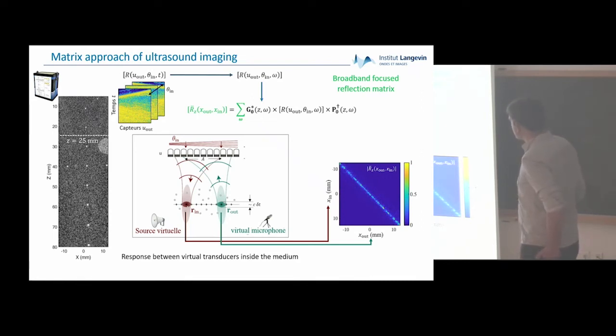And if I want to build an image of the medium, I just consider the diagonal. The diagonal is you focus at one point and you collect the ultrasonic wave coming from this same point, and this is the confocal image. This is the typical signal that we measure when we focus at input and output in B mode or in plane wave imaging.